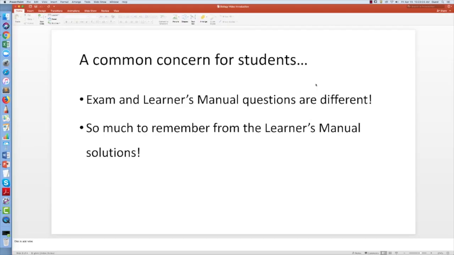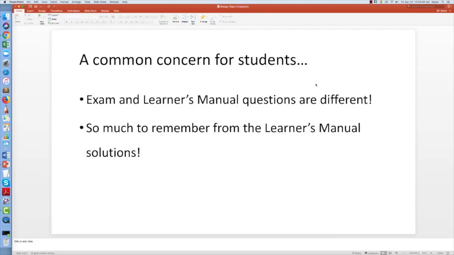There are several common concerns for a lot of Intro Bio students, specifically regarding the questions in the learner's manual. For example, I've heard a lot of people be frustrated that the exam questions and the learner's manual questions are very different. They solve the learner's manual problems and try to learn from them, but when it comes to exam time, the unfamiliarity of the exam questions kind of throws them off, and it gets them frustrated.